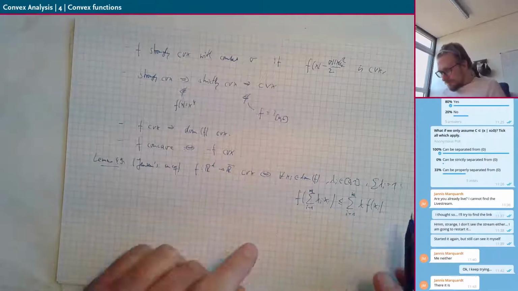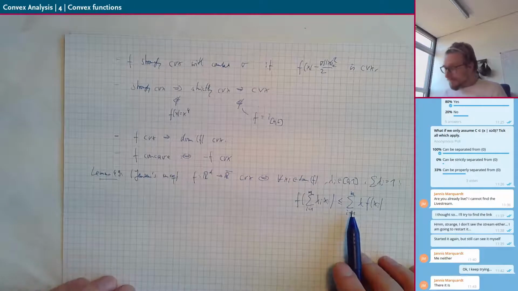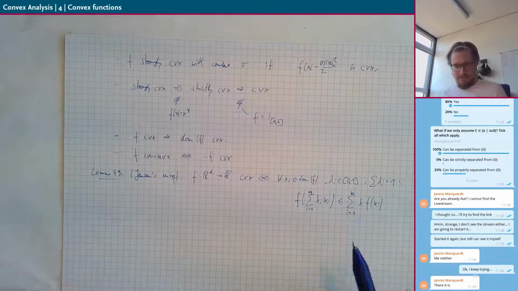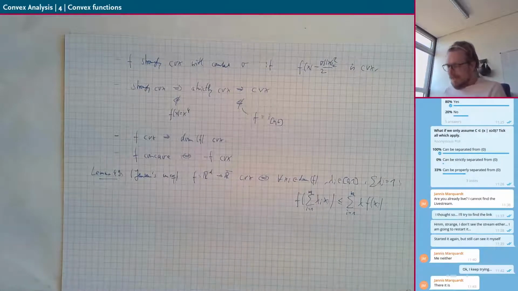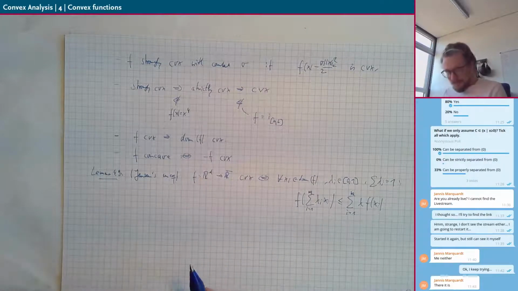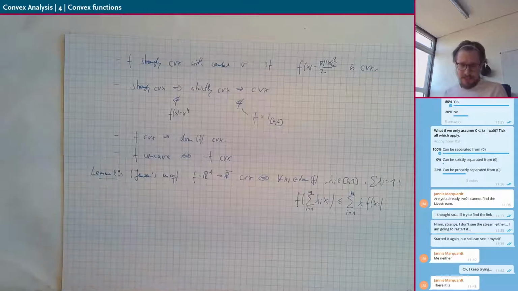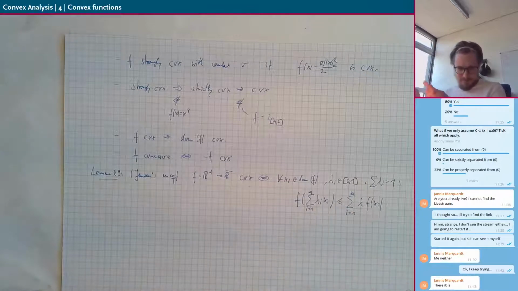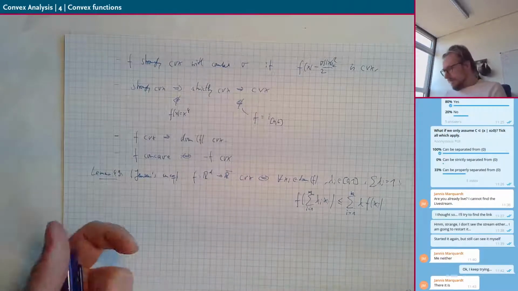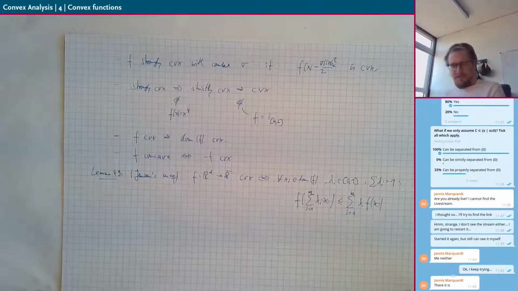And now you can prove it by simple induction. The case n equals 1 is clear, because then lambda is 1, that's done. n equals 2 is the definition of convexity. And if you have n larger than 2, you can just separate one of the lambdas out and call it lambda 1, and the others are then n minus 1 different lambdas. You need to normalize them by 1 minus lambda 1 and then apply the induction hypothesis, and then you're done.